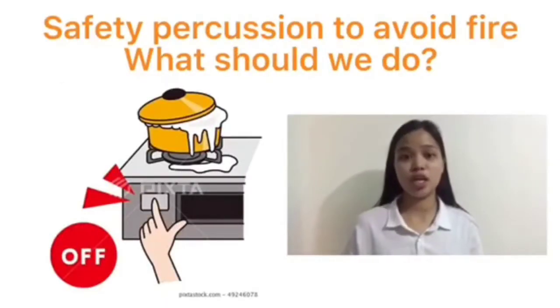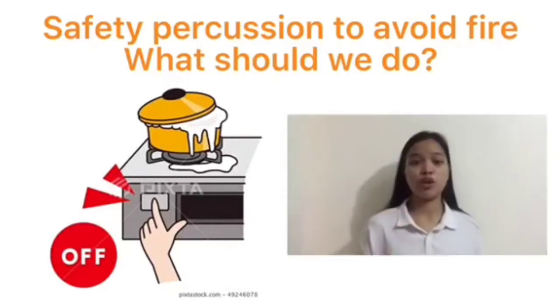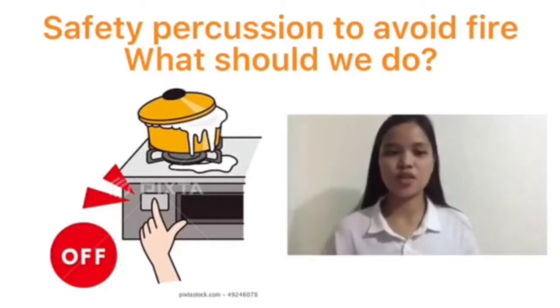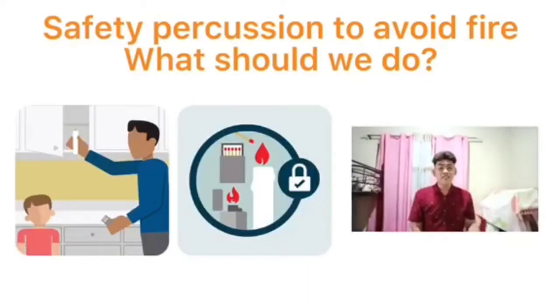Always check the kitchen before going to bed or leaving home to make sure all stoves, ovens, and small appliances are turned off. Keep matches, lighters, and other ignitable substances in a secure location, out of the reach of children, and only use lighters with child-resistant features.